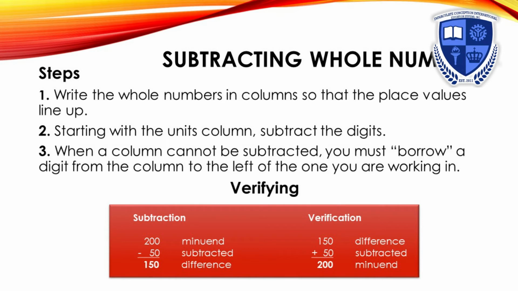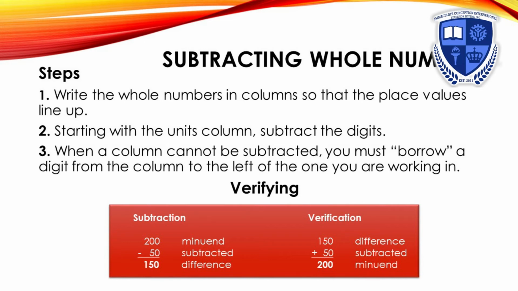So, sa verification class, dito nyo malalaman kung alin po ba ang minuend, subtrahend, and difference. So, I have a simple given here, 200 minus 50. Si 200 ay tinatawag natin minuend, then yung negative 50 ay tinatawag naman po natin subtrahend. So, 200 minus 50 is equal to 150. Si 150 naman po ay tinatawag nating difference.